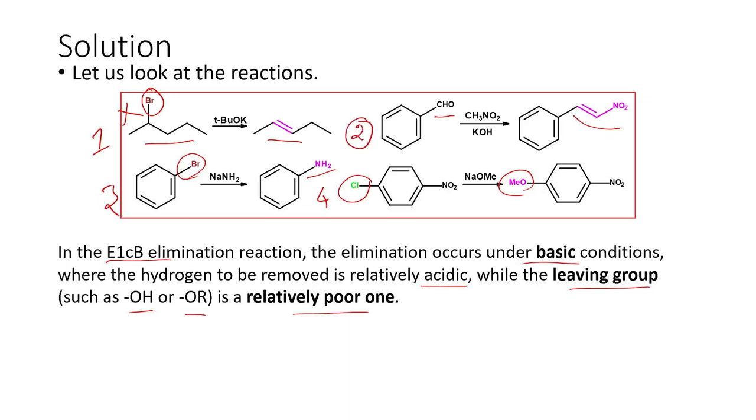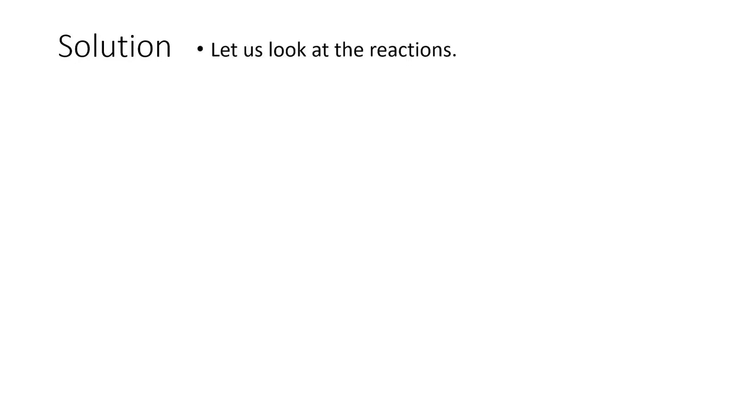The only one which is remaining is the second one, and here we do not actually see what the leaving group is because this is a two-step mechanism. So, when we look at this reaction, we will find out how the reaction actually proceeds. Based on that, we have to identify which one is actually going to follow E1CB. So, roughly we can assume that it is most probably the second reaction, because all the other three options have a very good leaving group. So, let us look at the reactions.